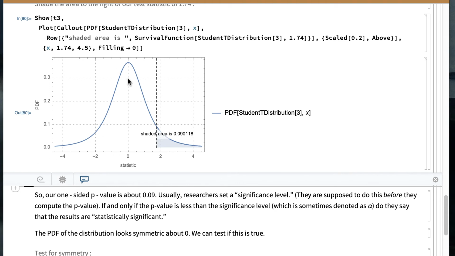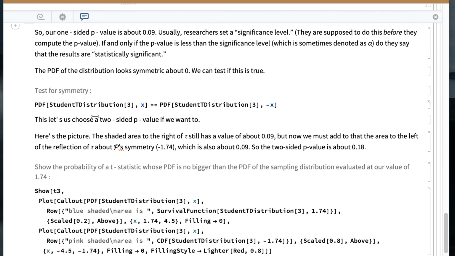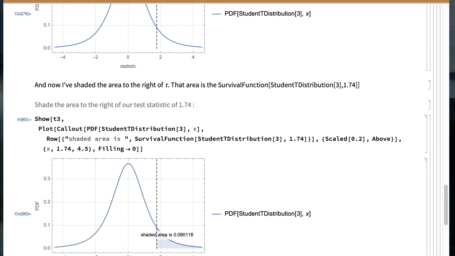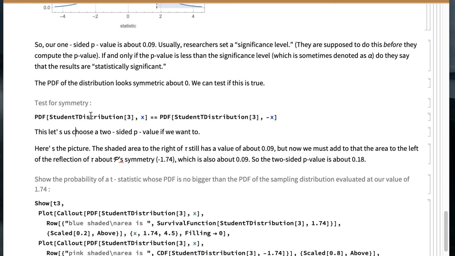But, gosh, that distribution kind of looks symmetric, doesn't it? Maybe a two-sided p-value is appropriate. First of all, let's just see if it's symmetric. What I'm going to see is, is it true? I say the line of symmetry is at 0. So is it true that the PDF evaluated at x is the same as the PDF evaluated at negative x?